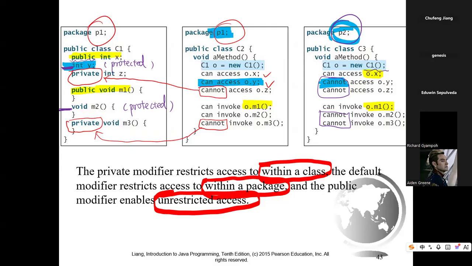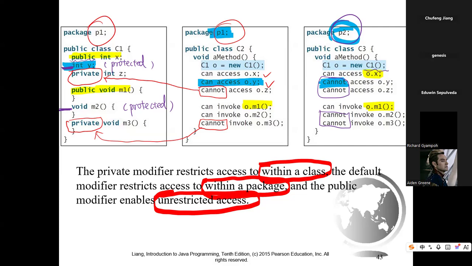Nobody can touch it. So you may ask, how can we access data or methods modified by the private keyword? We will talk about this later in our chapters and labs. We can provide an external interface or expose another method within the C1 class. However, it is not what we are currently talking about.